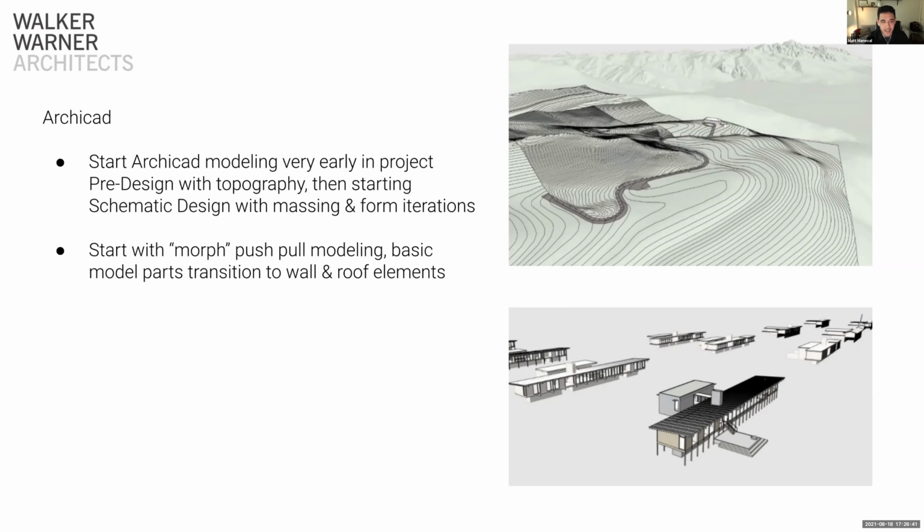And Archicad has been really great for that in the sense that you can see we start really basic in design with the exact kind of volumes and forms, and really just looking at the overall form of the building before we actually start to articulate it. But with all this in one program, the same morph push-pull modeling that we do eventually gets converted into walls and roofs. And these are smart BIM wall and roof elements that will eventually be the same elements that are documented in our construction document set.